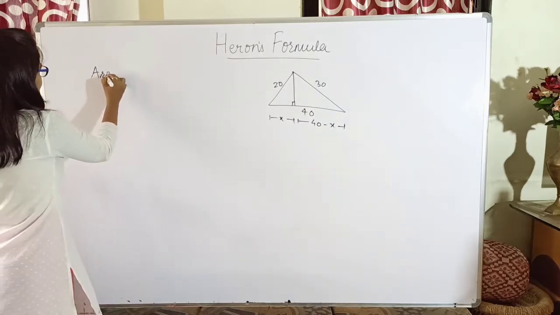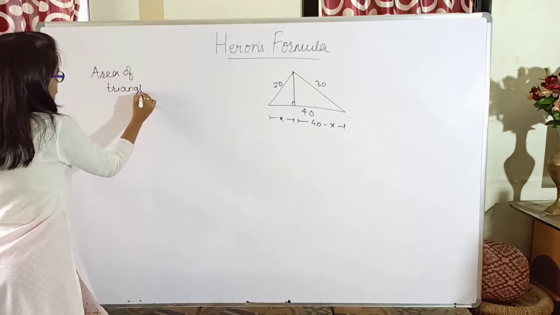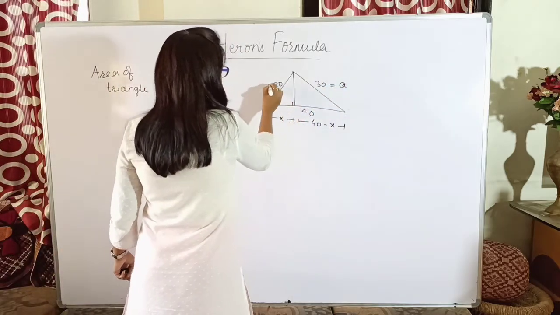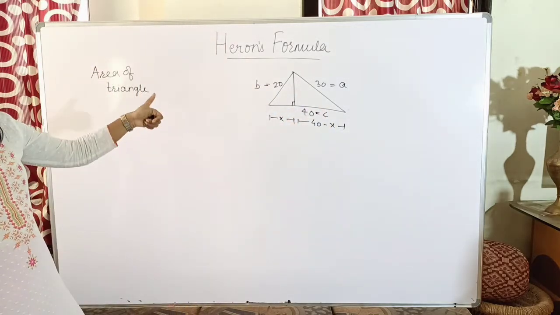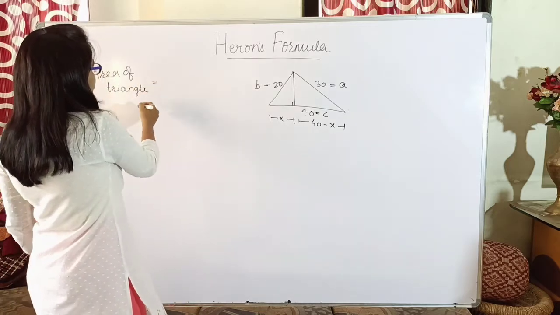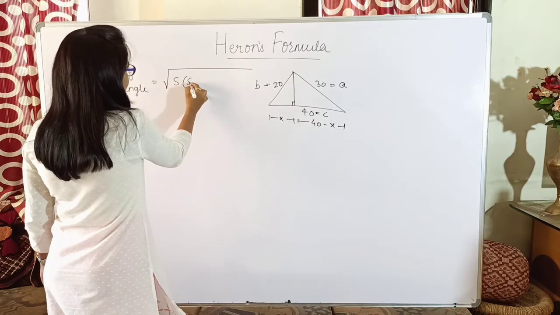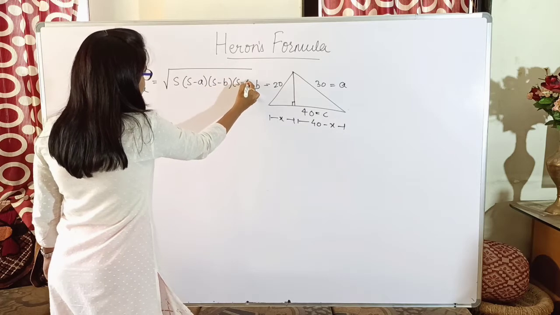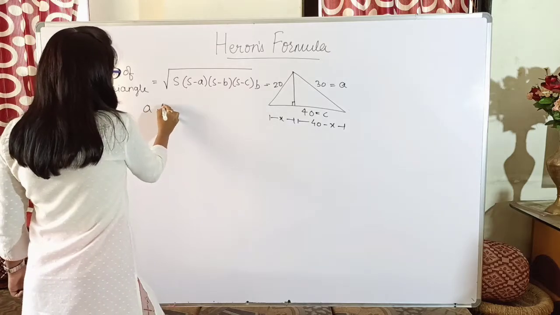It says area of triangle is equal to, let us suppose the sides to be A, B and C. So the formula I will be writing in terms of A, B, C, wherein A, B, C are the sides of the triangle. So the formula says area of triangle is equal to under root of S in bracket S minus A, S minus B and S minus C. So A, B, C, they are the sides of the triangle.